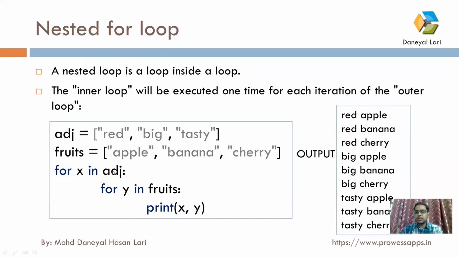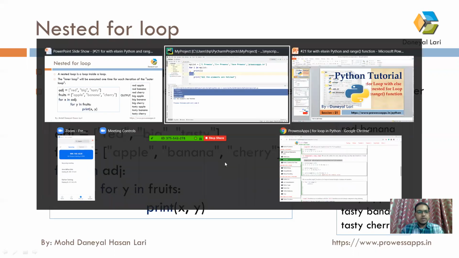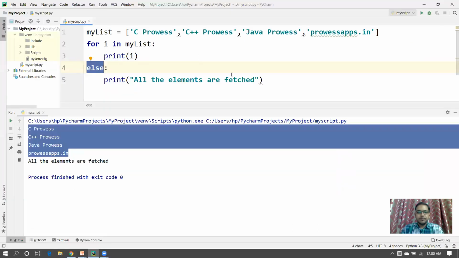Since the outer loop is not finished yet, it will fetch the next element, that is big. So as you can see, big, and for this value it will execute and fetch all the elements from your fruits. So big apple, big banana, and big cherry. Next one is tasty, and then you can find tasty apple, tasty banana, and tasty cherry. So let's do it with an example also.